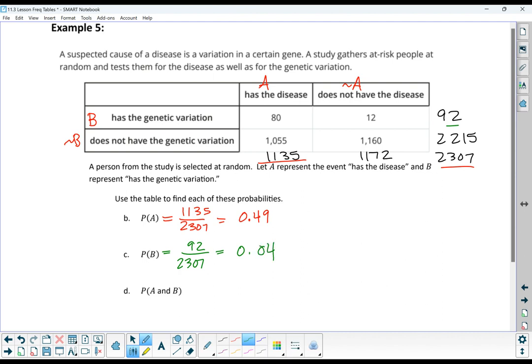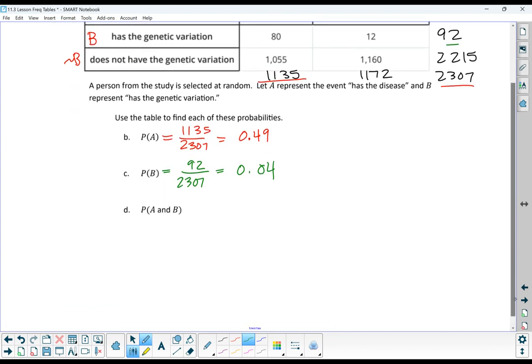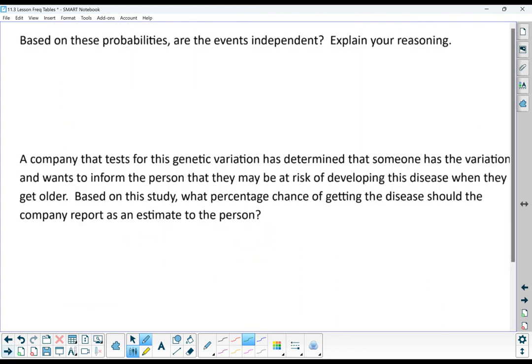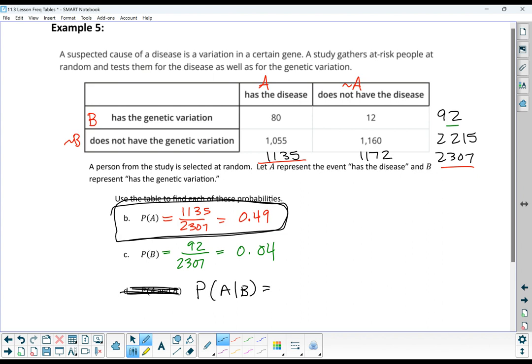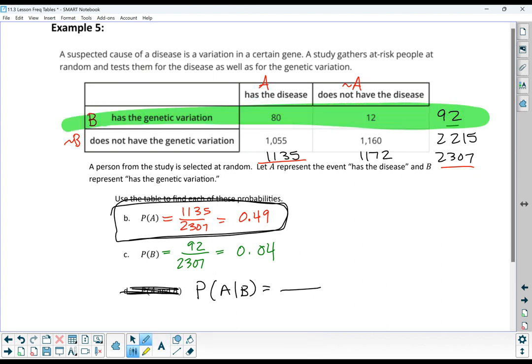Okay, so for the sake of the video, I'm just going to check the conditional probability of A given B. So if these two things are independent, the probability I'm about to calculate should match the probability of A. So this is only out of the ones that have genetic variation. So we're focusing on this row of our table. We're given that they have the genetic variation. So it's out of 92 and it's 80 out of the 92.